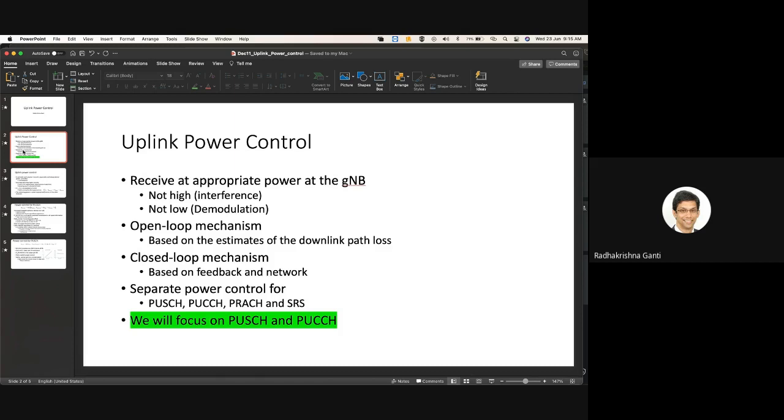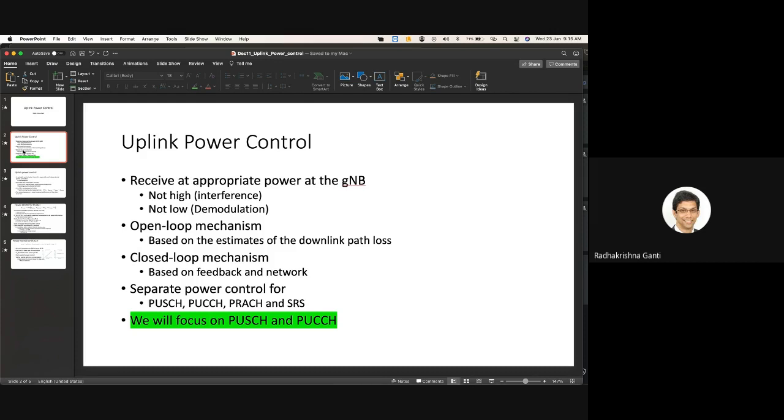So what might happen? Users are distributed all across the cell. What we want is to at least try to get enough power from faraway users and not too much high power from users which are close to the base station. So you want to maintain some balance of power in a certain range so that your receiver can demodulate it. At the same time, you are not overwhelming or saturating your receiver at the base station.